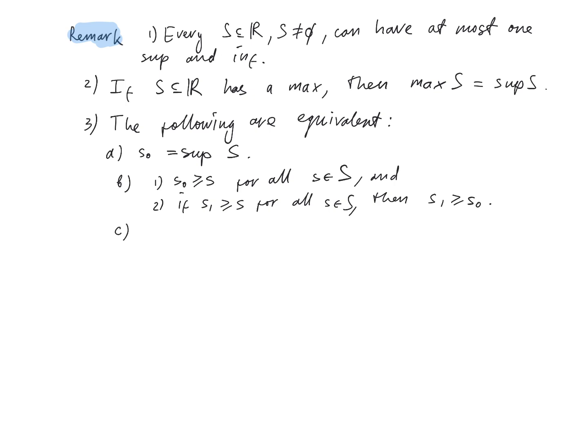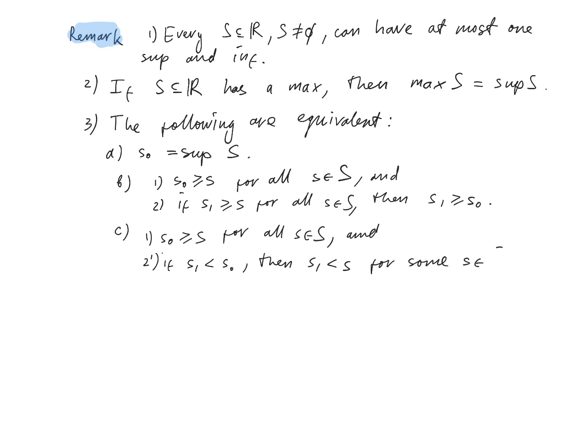And C. s0 is greater or equal than s for all s in S, and we have 2 prime: if s1 is strictly less than s0, then s1 is less than s for some element s of the set capital S. Each of B and C is just a straightforward reformulation of the definition of the supremum, but in practice sometimes it's easier to check one of these explicit conditions.